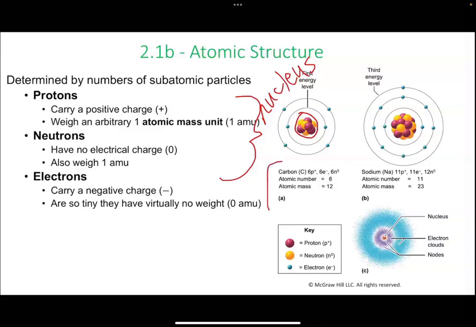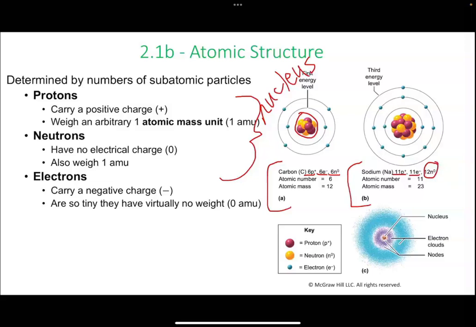So here in A, we have carbon. It's got 6 protons and 6 neutrons. It also has 6 electrons. Sodium, however, in B has 11 protons and 11 electrons, so it's neutral. It doesn't have a net charge, but notice it has 12 neutrons. All right, so those are some of the differences.